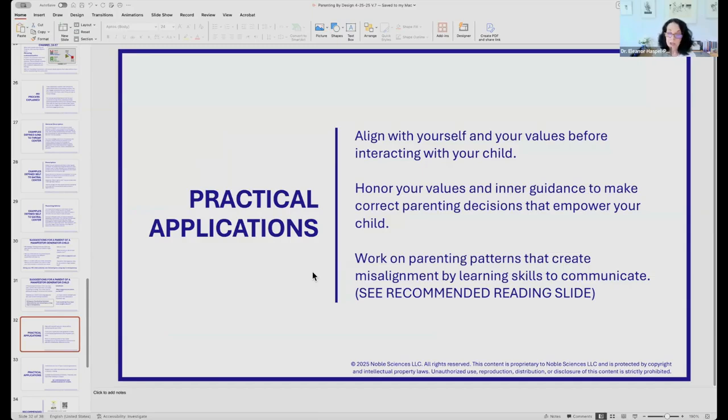Work on parenting patterns that create misalignment by learning skills to communicate. And just be aware that the mental waking world of the human design chart is not the complete picture of consciousness. So when you're communicating with your child, be aware that there may be levels of the unconscious that are being activated. And so you want to always give the child authority over himself.